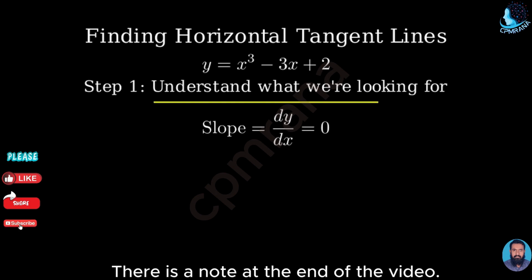Step 2, let's find the derivative of our function. The derivative of x cubed is 3x squared. The derivative of negative 3x is negative 3. And the derivative of 2 is 0. So our derivative is 3x squared minus 3.